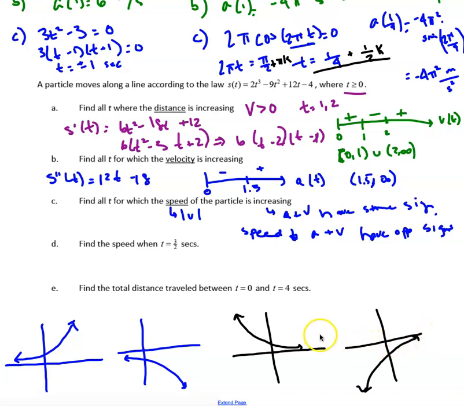So that's graphically how you can tell, but really what you want to do is just memorize this. Speed increases if acceleration and velocity have the same sign. Speed decreases if acceleration and velocity have opposite signs.